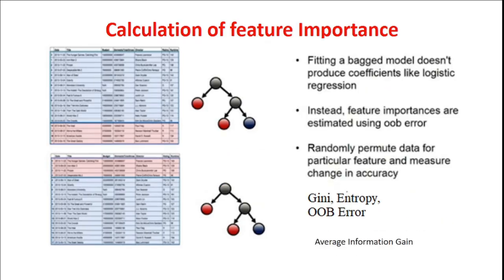What's the purpose of out of bag error? It is used to calculate the feature importance in a particular data set.